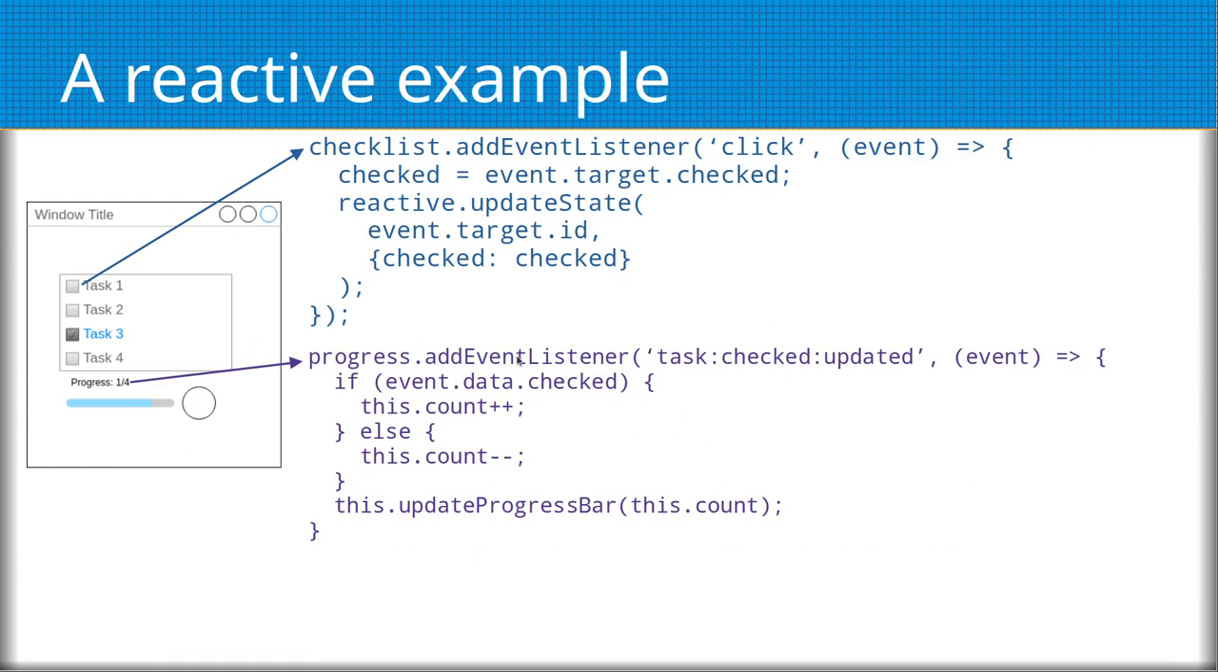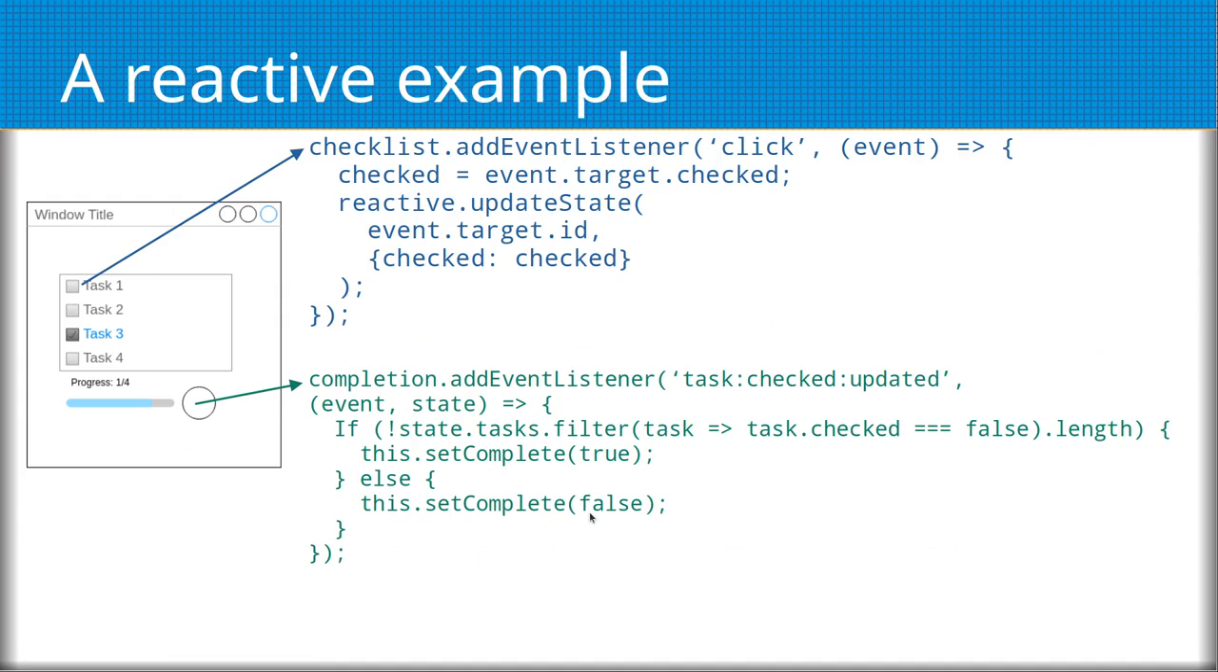And then the progress bar has its own event listener, which is listening for a task having its checked property updated. In response to that, it sees whether it was checked or not and increases or decreases its count and then updates the display of the progress bar itself. So rather than the checkbox updating the progress bar, the progress bar updates the progress bar.